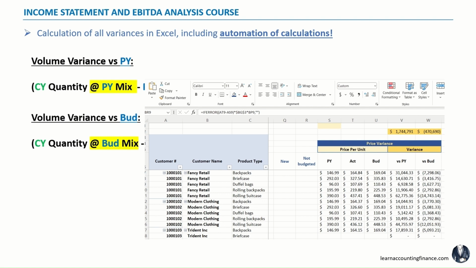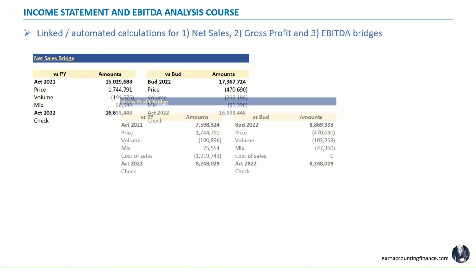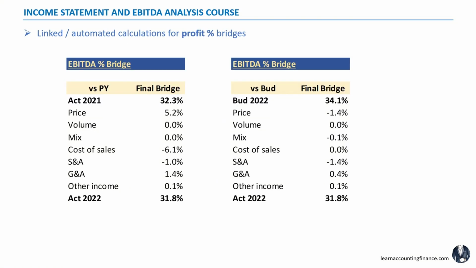Once you have done this course and learned the calculations, you have to create and update your files only once, and every month, or no matter how many times you want to update the results, you can do that in a flash with graphs and charts ready for presentation. I will show you how to create bridges for net sales, gross profit, and EBITDA. I will also show you how the percentage math works.